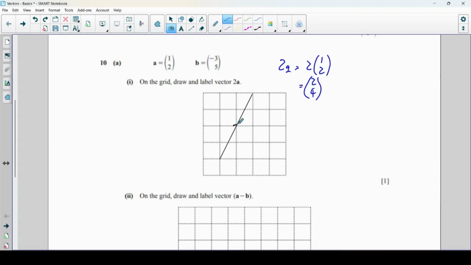Okay, let's just label that. I should really put an arrow on there, and there we go, 2a. The exact positioning of that vector doesn't matter. I could have put it down here, over to the right here. It doesn't matter as long as it goes 2 across, 4 up.